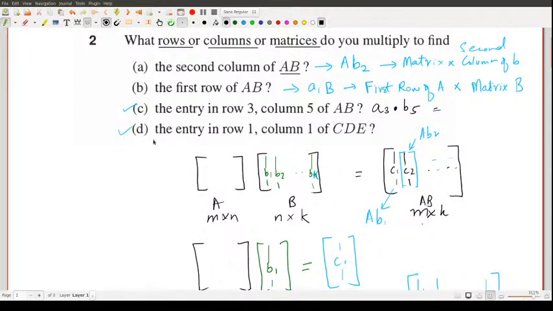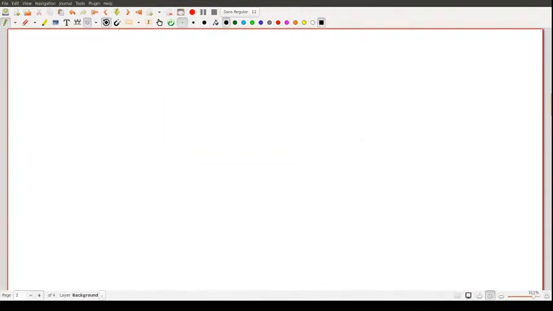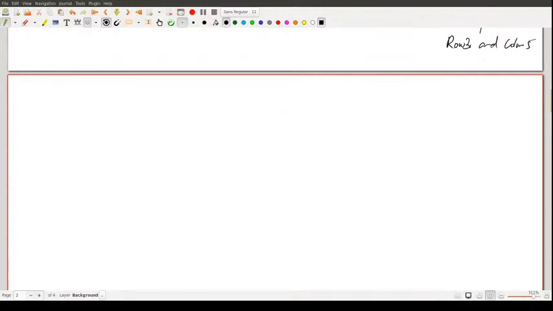And finally, we have the entry in row 1 and column 1 of CDE, and that's basically just combining these two problems together. So let's look at it. Row 1, column 1 of CDE. Let's add another page here. So I want the row 1, column 1 entry of CDE.